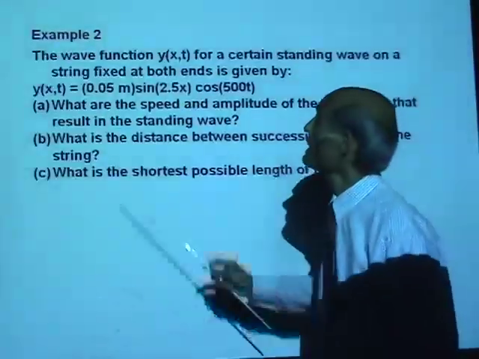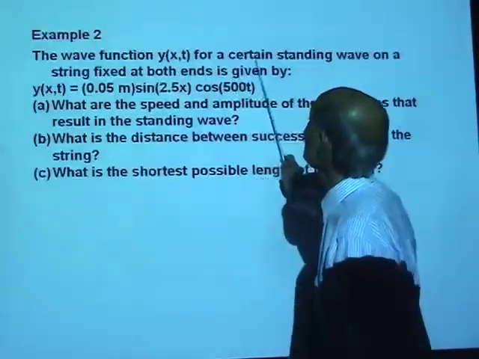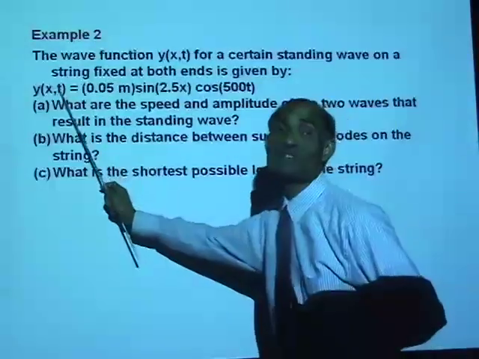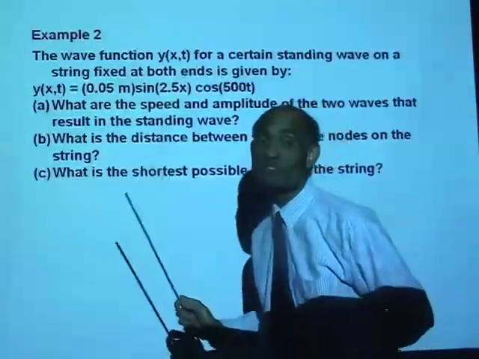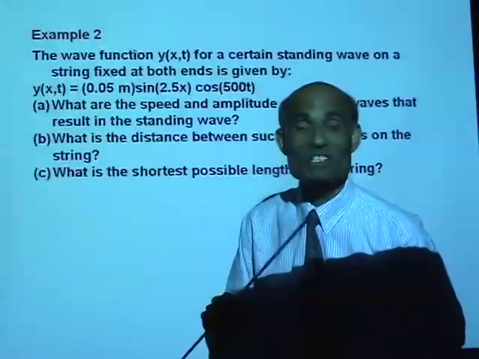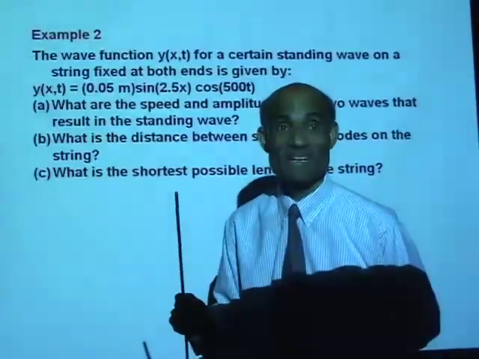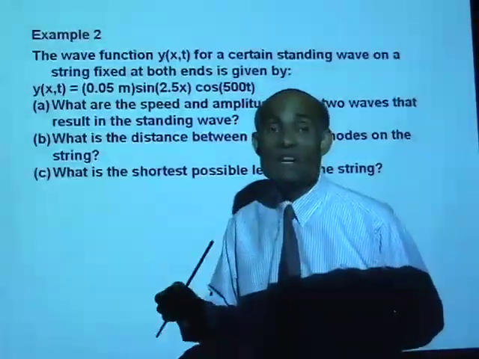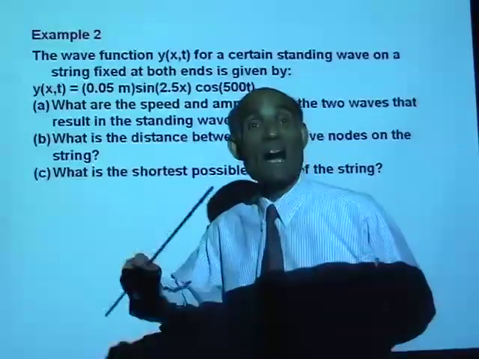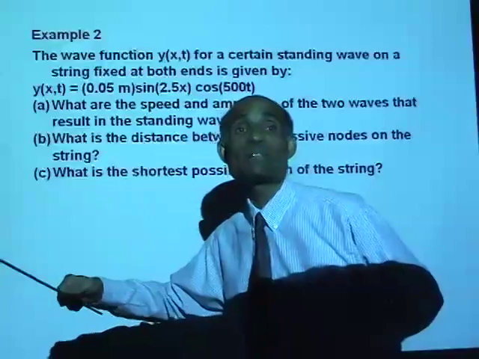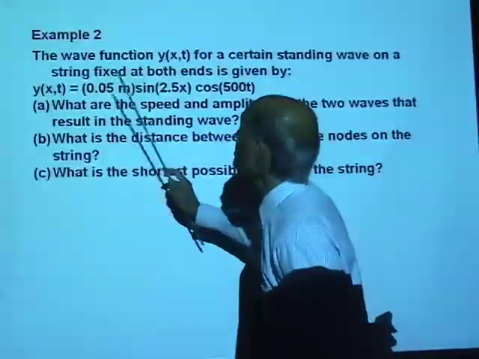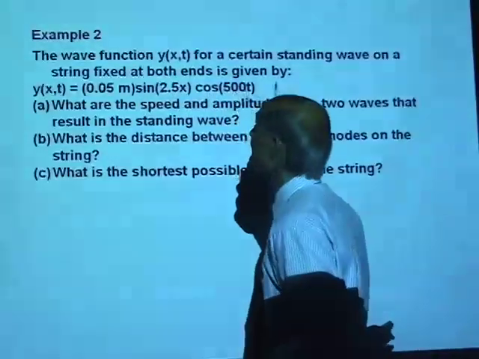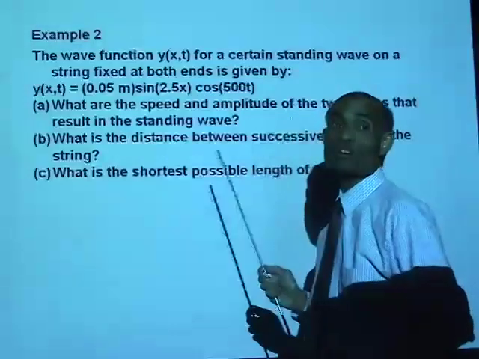All right, another one. The wave function y(x,t) for a certain standing wave on a string fixed at both ends is given by this. Now, do you remember the general wave form of a stationary wave? Yes, it will be y equal to 2a sine kx cos omega t. You can see that is the wave function given to you.